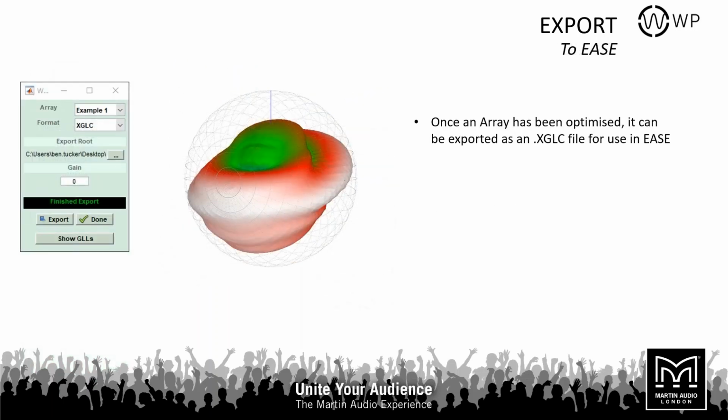I've mentioned EASE as well. All the arrays except MLA can be exported as an XGLC file for use in EASE. So again, we simply export to a destination and export, and then they can be loaded into EASE 4. Unfortunately, our arrays are limited to EASE 4.4 because everyone is different, so we cannot have a single licensed file for EASE Focus for our arrays to work. The export process for MLA is slightly different, and if you need to do that, please do get in touch with us and we can help guide you through that.